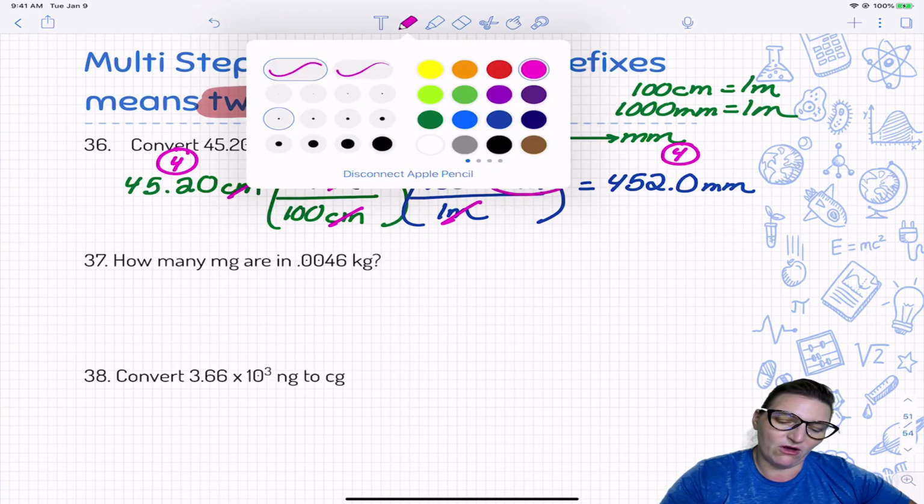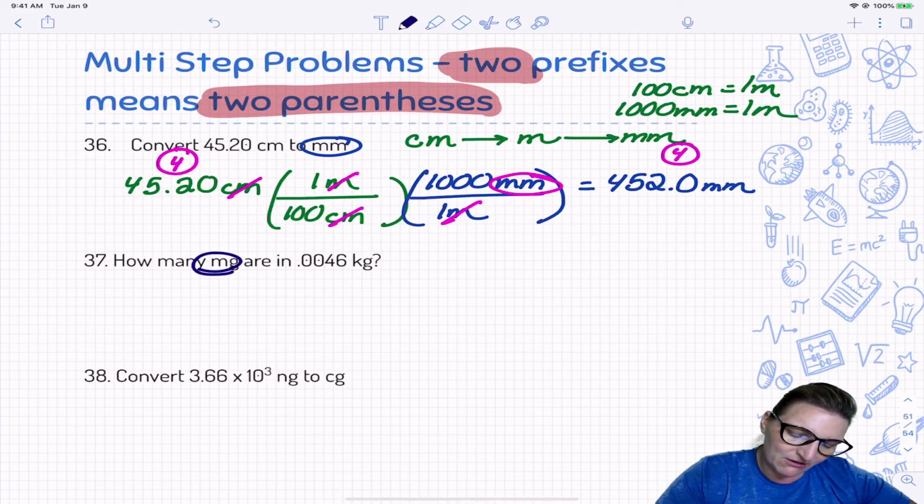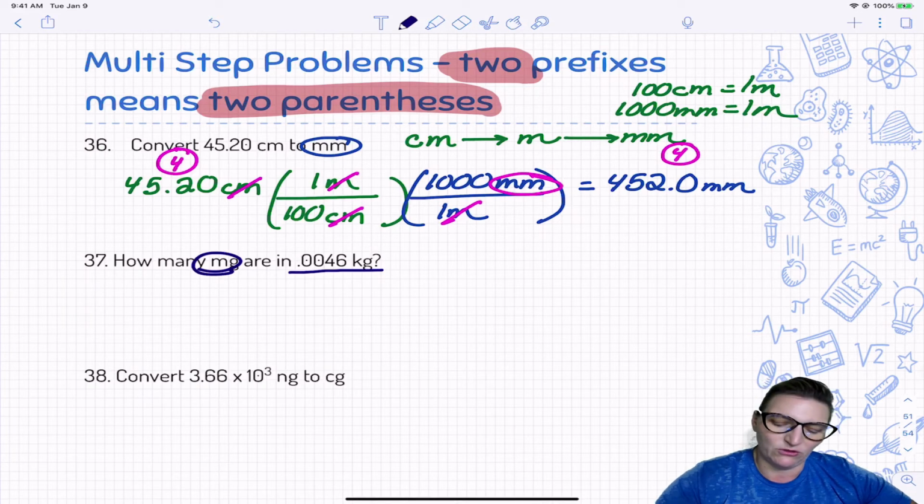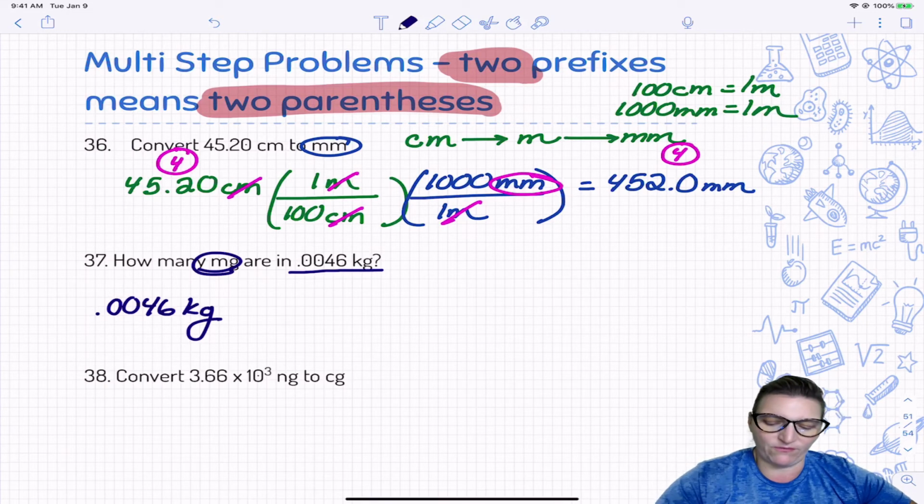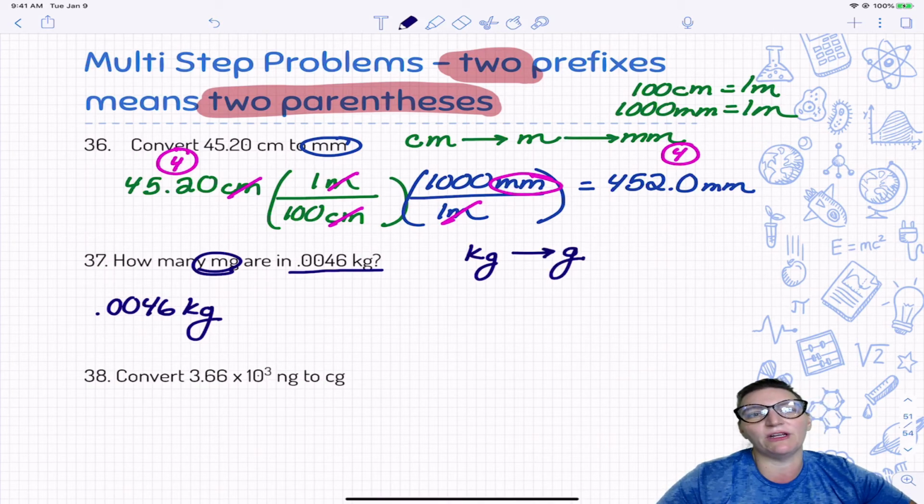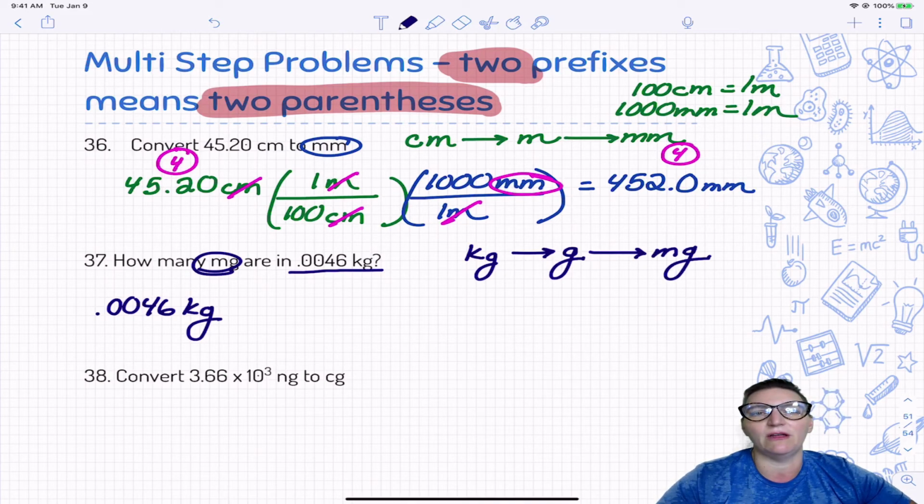If you feel confident, you can pause and do the next 2 on your own or keep going and follow right along. How many milligrams are in 0.0046 kilograms? So 0.0046 kilograms. Remember, the first parenthesis, I'm going to go to the base unit. So I'm going to convert kilograms to grams. And the next parenthesis, I'm going to go from grams to milligrams. I'm going to go to the unit that I want my answer to be in.